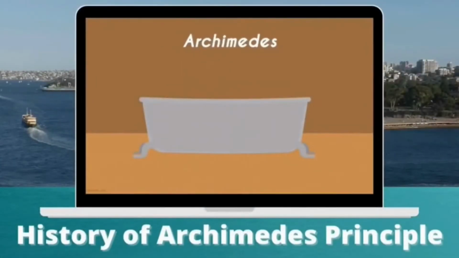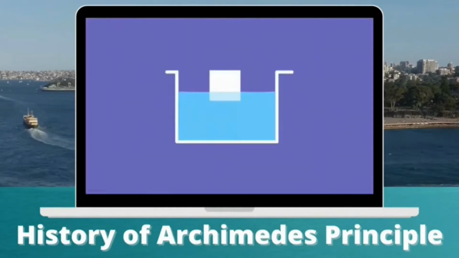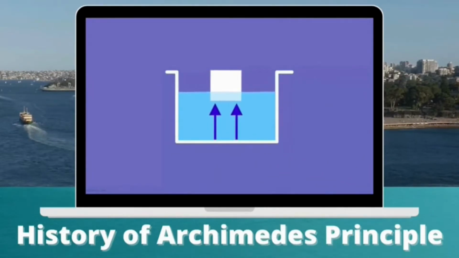Archimedes' principle was discovered by a mathematician named Archimedes. He discovered it when he got into a bathtub and realized that the level of water went up. It can also be seen when an object is placed in or on a fluid: the fluid exerts a buoyancy force on it which acts upward.